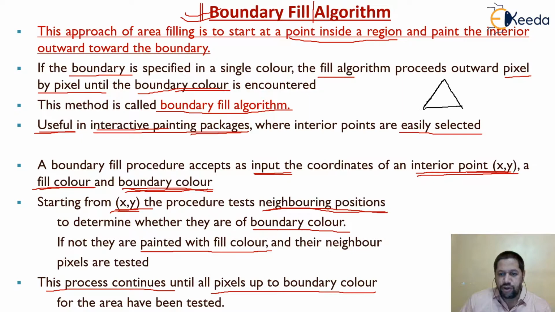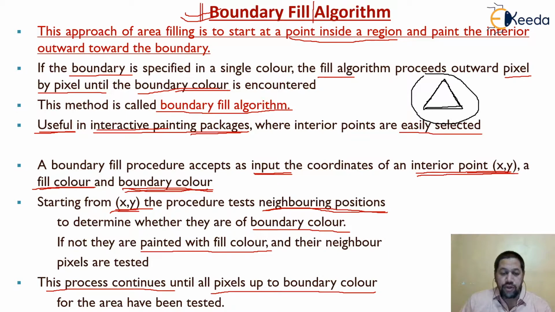For this polygon, which is my background color? Obviously my background color is white, because I have drawn this on the white background. Getting me? This polygon is on the white background. And what is my boundary color? I have drawn this polygon with black color, so my boundary color in this case is black.